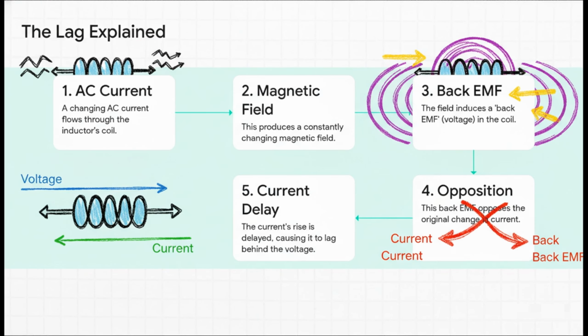Let's just trace the cause and effect here. First, that alternating current, which is constantly changing, flows through the inductor's coil. This, in turn, creates a magnetic field that's also constantly changing, growing, shrinking, flipping back and forth. Now here's the cool part. That changing magnetic field actually induces a second voltage right back into the coil. That's our back EMF. And its one and only job is to oppose the very change in current that created it. It's like this built-in resistance to change, and it's this constant fight that makes the current fall behind the voltage.